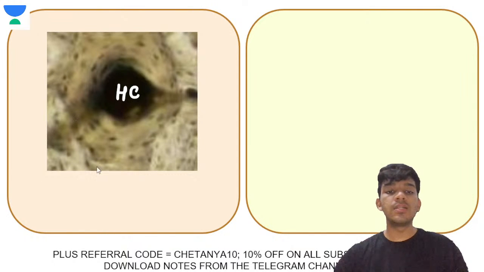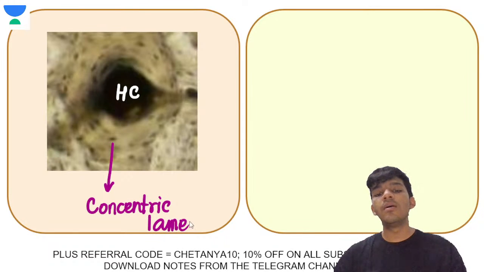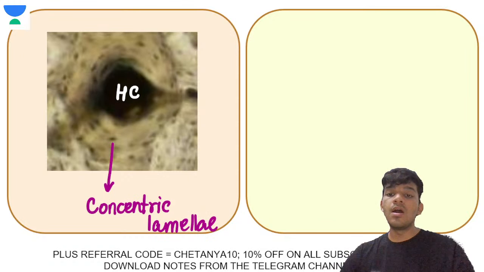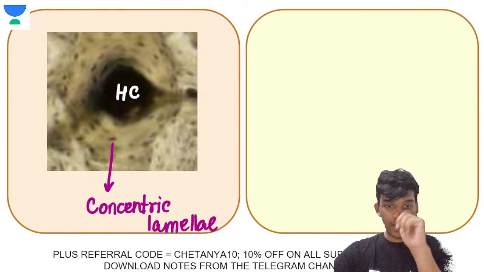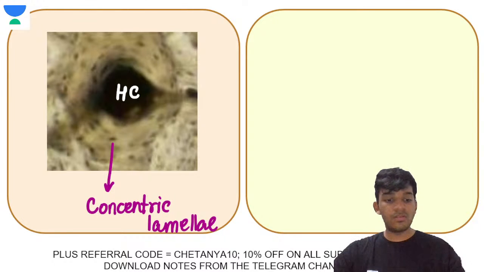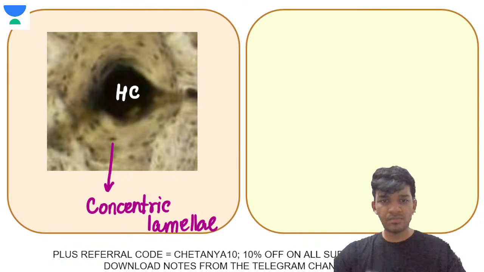And what you see around this is concentric lamella, which is nothing but a lamellar deposition of extracellular matrix. You can see that. Apart from that, if you want to try and make out interstitial and circumferential lamella, let's try and do that. First of all, let's take a good section.